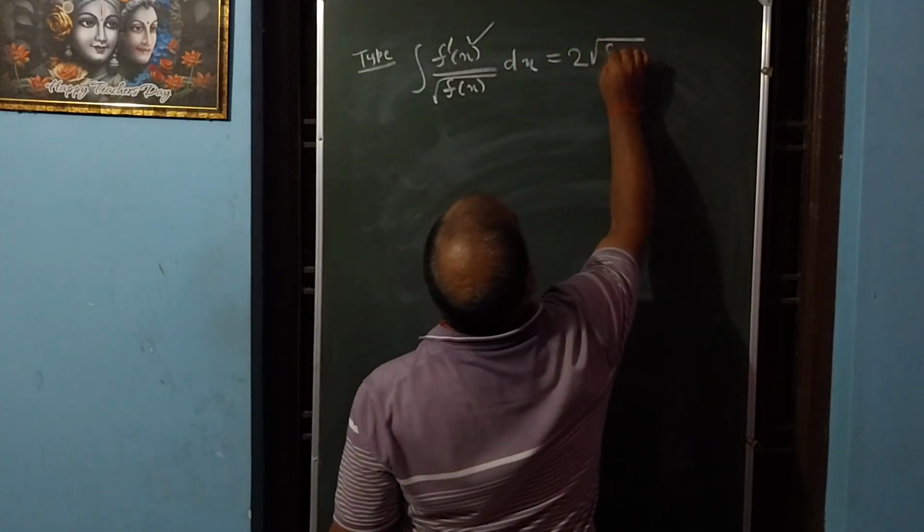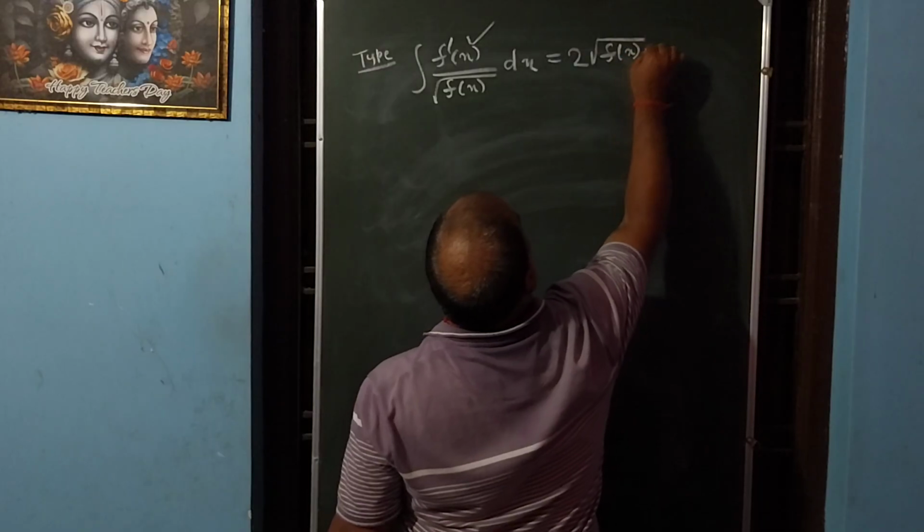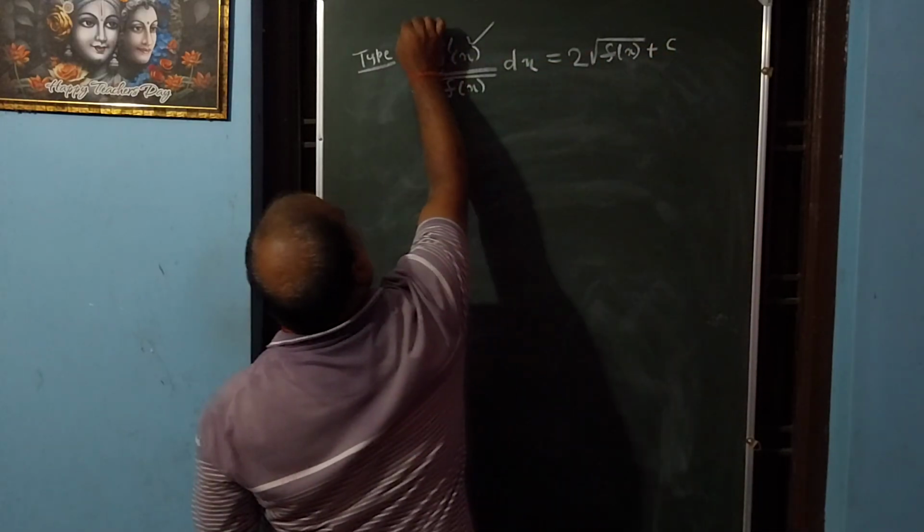2 root over of f x plus c. You have to remember this is the formula.